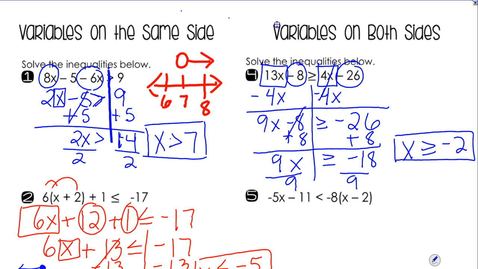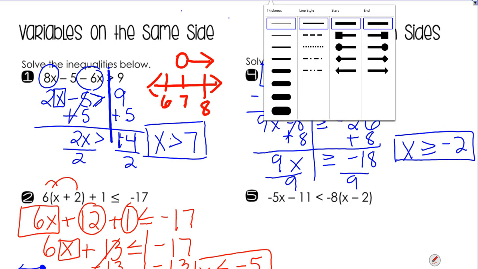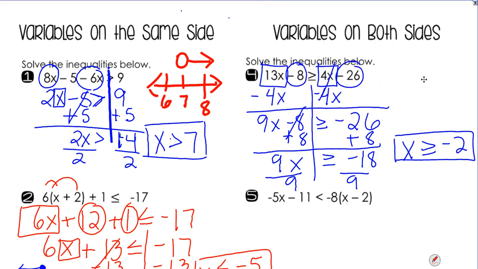So we're going to go ahead and do our graph. I'm going to draw my graph up here. I'm going to put my negative 2 here, negative 1 here, negative 3 here. Is this an open or a closed circle? Closed. Is it going to go to the right or the left? The right. Okay.